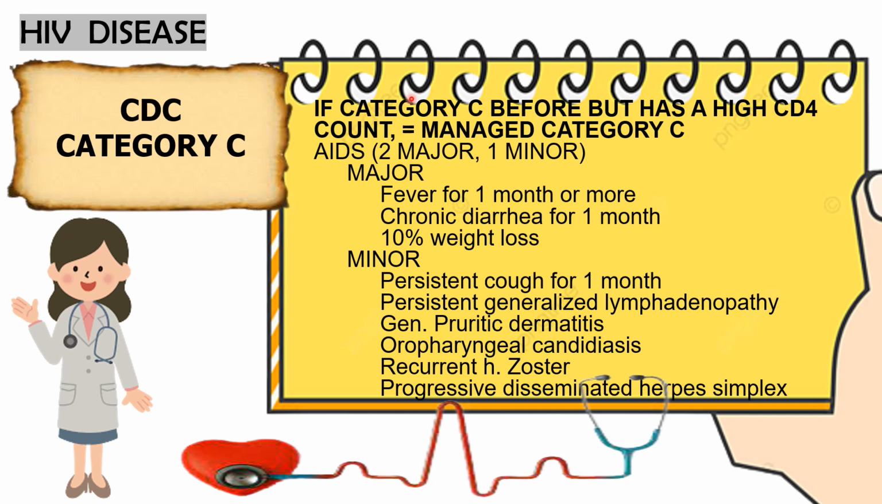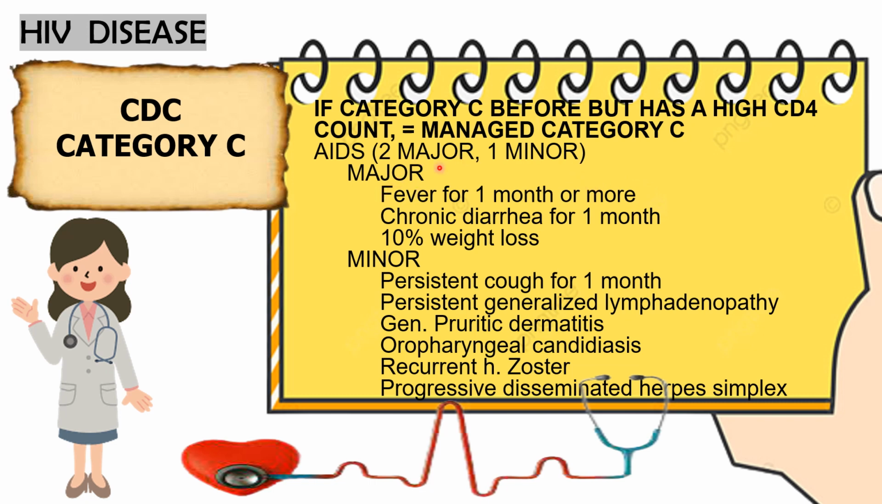So moving on to CDC category C of HIV. If the category C before but has a high CD4 count, this can be considered as managed category C, or AIDS. There would be two major and one minor.